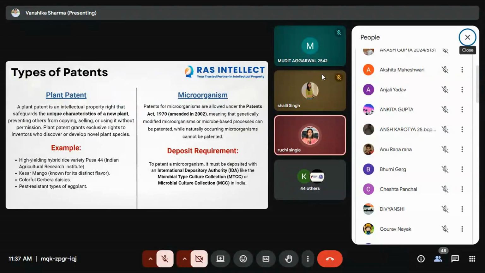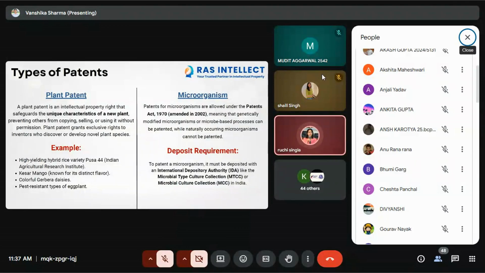Though living beings cannot be patented, if you have developed a hybrid version of a plant, you can get it protected because of the unique characteristics of the new plant. So the protection will be on safeguarding the unique characteristics of a new plant. So this is how you can get the plant patent.